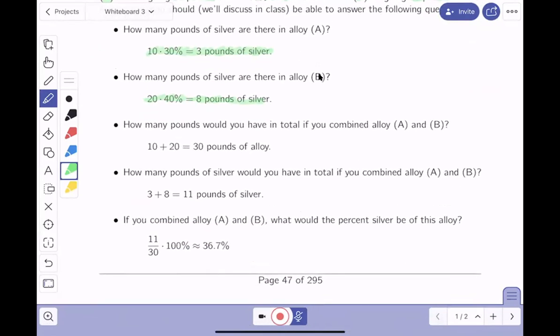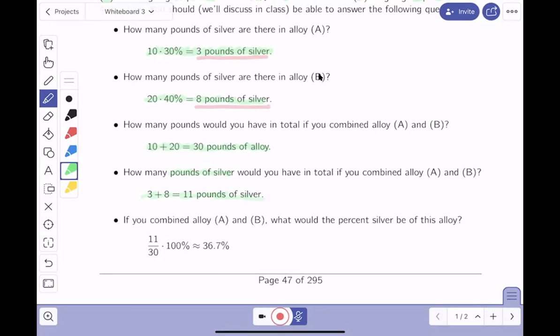How many pounds would you have in total if you combine the two alloys together? Well, that's simple. You're just adding 10 plus 20, you get 30 pounds of alloy. How many pounds of silver do you have if you add them together? Well, I'd have to look at that. I want to point out what I mean by that. There's 3 pounds here and there's 8 pounds here of silver. So how much silver do we have? 3 plus 8, which is 11 pounds of silver mixing together, all right?